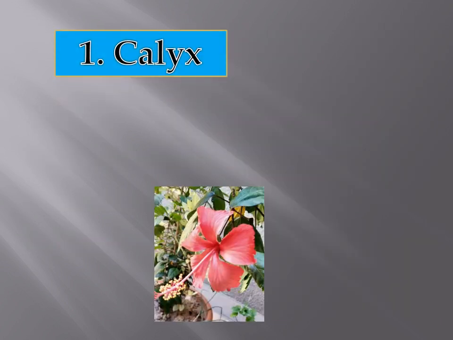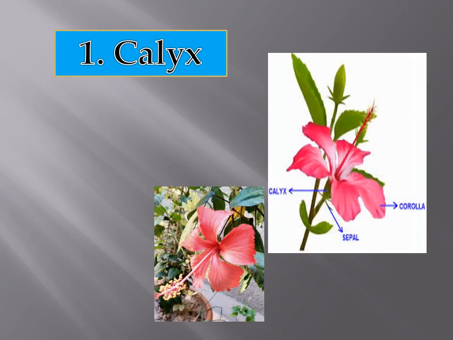So the first part of the floral organ is the calyx or the sepals. In this figure you can see the calyx that are green in color, or they are known as the sepals. It is the hibiscus flower or the shoe flower that is showing the calyx or the sepals.